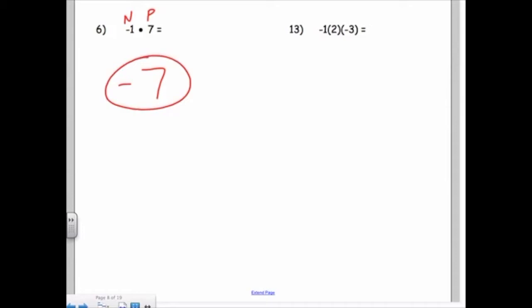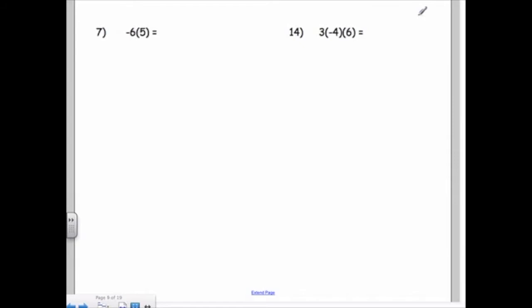For 13, there's three numbers, so take it two numbers at a time. Look at the first two, and just do negative 1 times 2. Negative 1 times 2. 1 times 2 is 2. Because one's negative and one's positive, it's negative 2. I bring down the negative 3, and then I multiply again. 2 times 3 is 6. But in this case, now they're both the same sign. They're both negative. So my answer ends up being positive 6.